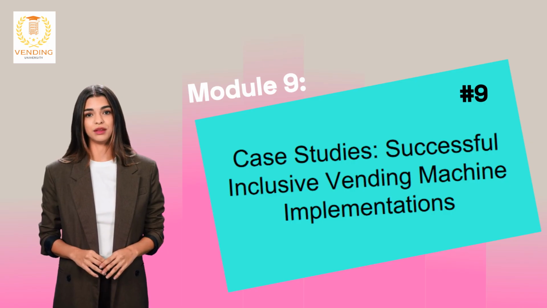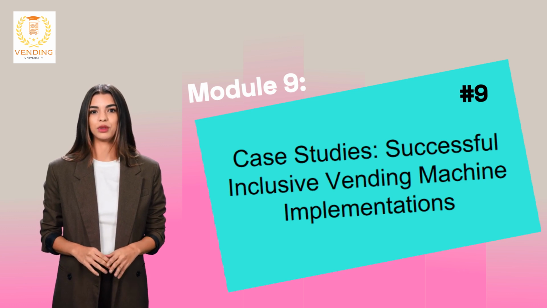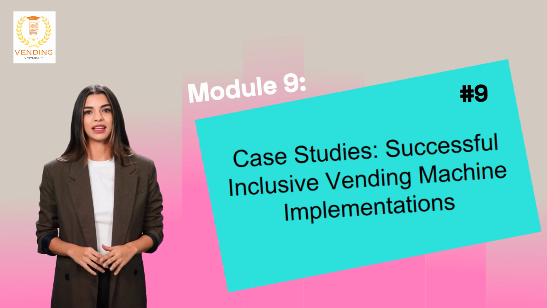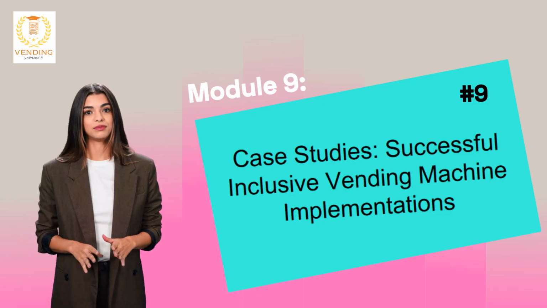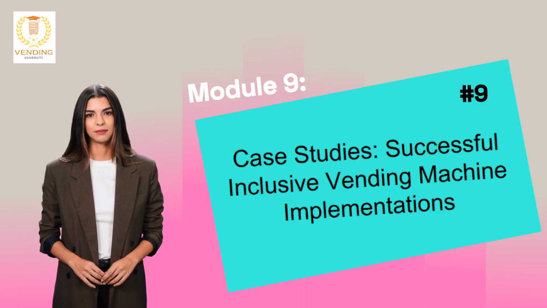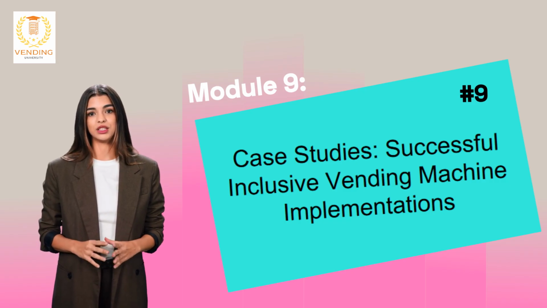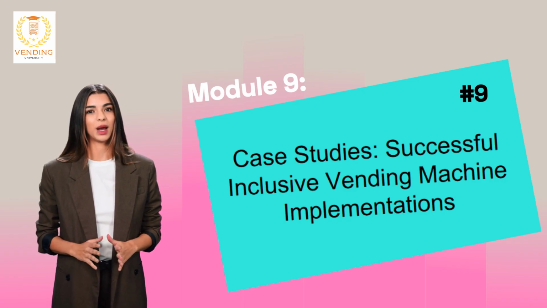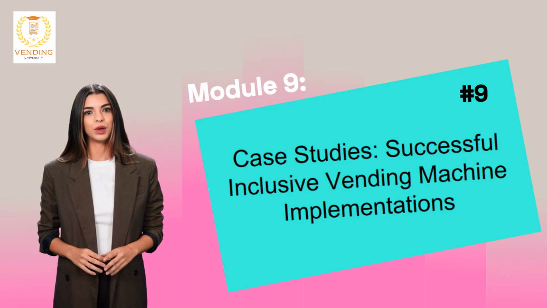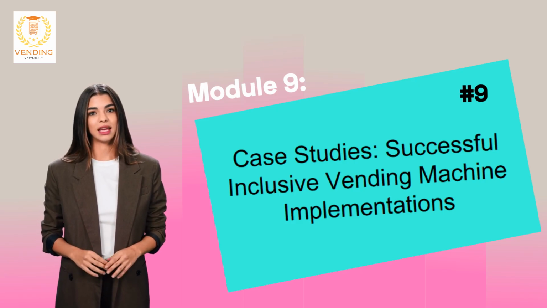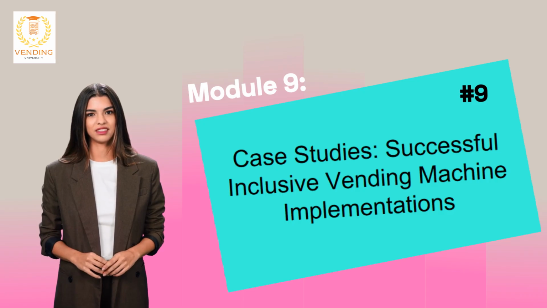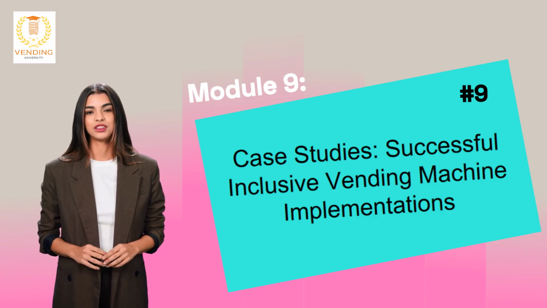Another success story involves a major hospital system that introduced voice-assisted vending machines. These machines offered audio instructions and voice commands to help visually impaired patients and visitors complete purchases independently. Additionally, the machines were equipped with large, easy-to-press buttons and well-lit displays. This approach not only improved accessibility, but also reduced the need for staff assistance, freeing up resources to focus on patient care.